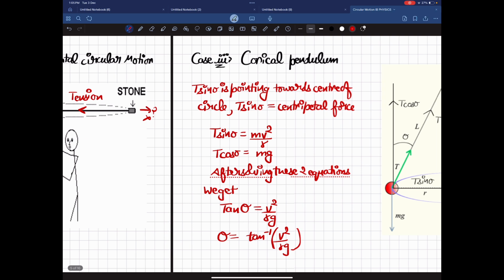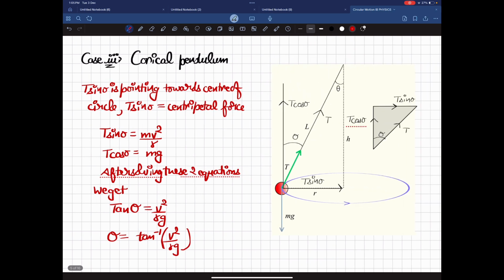Alright. Now, one important case starts, and I just want you to remember the resultant force towards center of circle will be centripetal force. Now, in this conical pendulum, the setup is just like this. You have your thread, and you have your ball, let's say, and you're whirling it like this. Just try to visualize. You're whirling it like this.